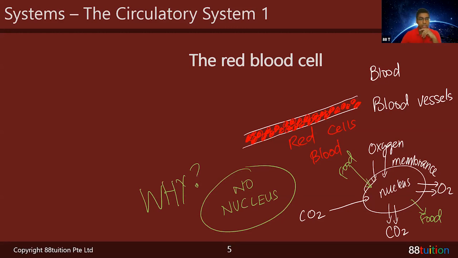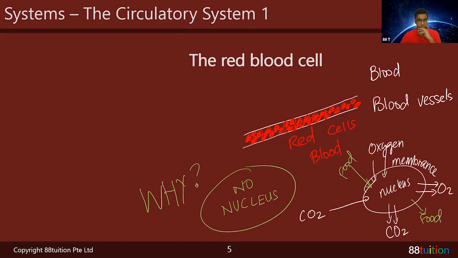Raika, you want to answer, Raika? If the red blood cell has a nucleus, the purpose of the red blood cell is just to transport food, oxygen, and water to different parts of the body, so it doesn't need a nucleus.